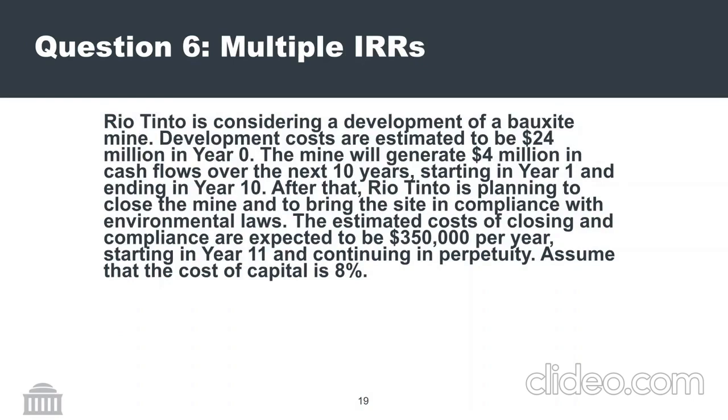Rio Tinto is considering the development of a bauxite mine. Development costs are estimated to be $24 million in year 0. The mine will generate $4 million in cash flows over the next 10 years, starting in year 1 and ending in year 10. After that, Rio Tinto is planning to close the mine and to bring the site in compliance with environmental laws. The estimated costs of closing and compliance are expected to be $350,000 per year, starting in year 11 and continuing in perpetuity. Assume that the cost of capital is 8%.